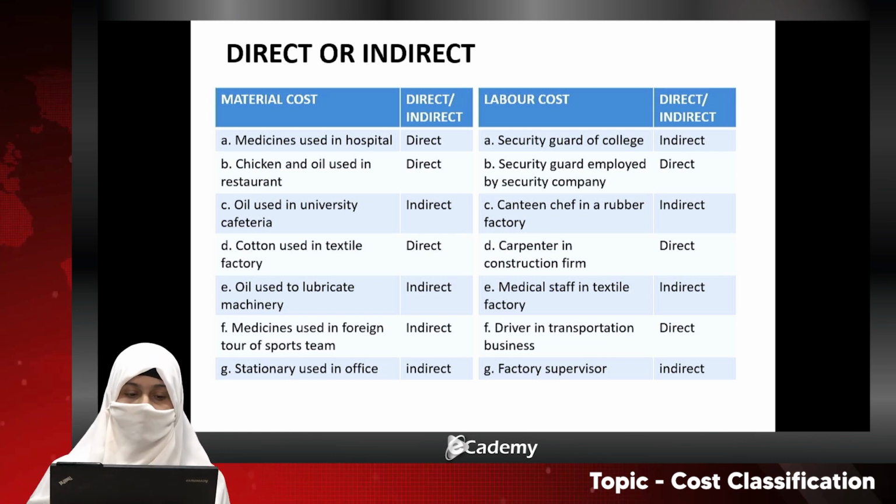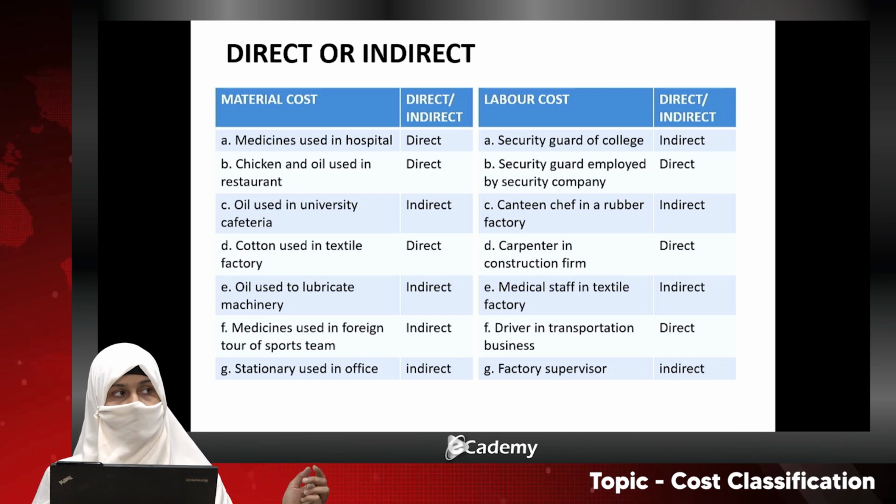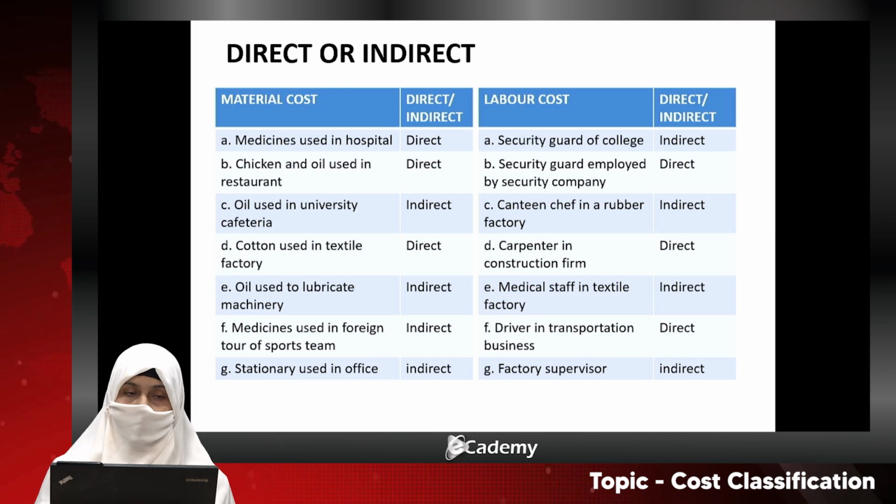Cotton used in a textile factory: yes, cotton is a raw material in this case. We buy cotton and then we manufacture thread. It is the basic operation that textile industries do, so it is direct. Oil used to lubricate machinery: I'm talking about machinery which is manufacturing the product, but oil is not directly used in the manufacturing of that product. It is used in the machinery which manufactures the product.